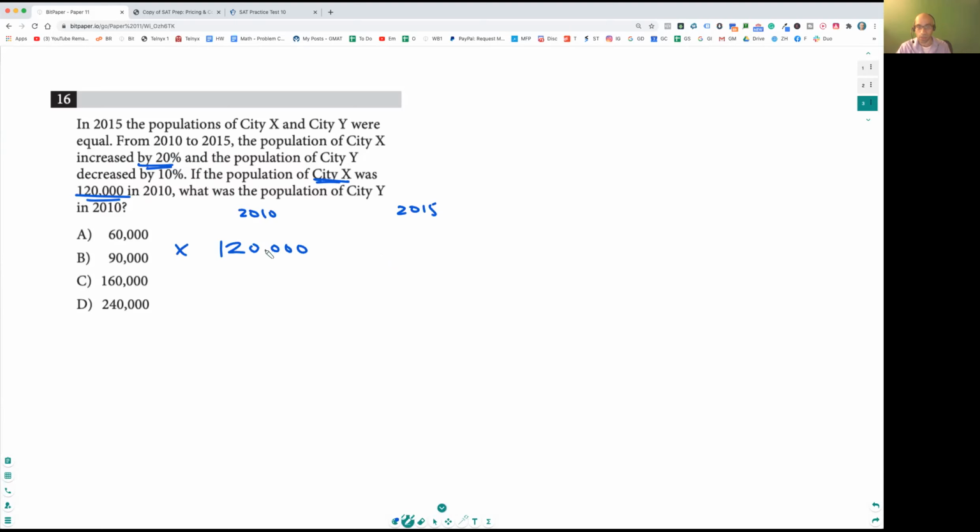Super easy. New is equal to old times this. So you're going to just multiply it by 1 plus 0.2. And if you don't understand this, you've got to attend my percents section. That's going to give you 14400, I believe. And now you're told that the population is the same. They're equal. That means in 2015, the population is 14400.